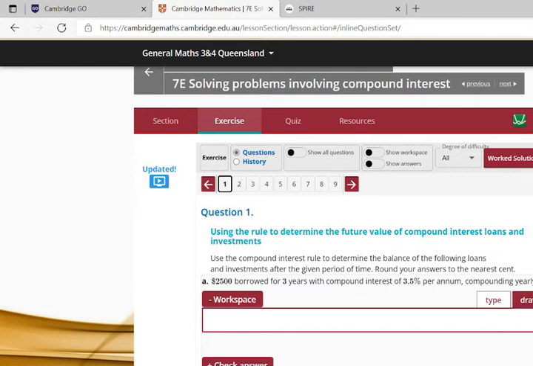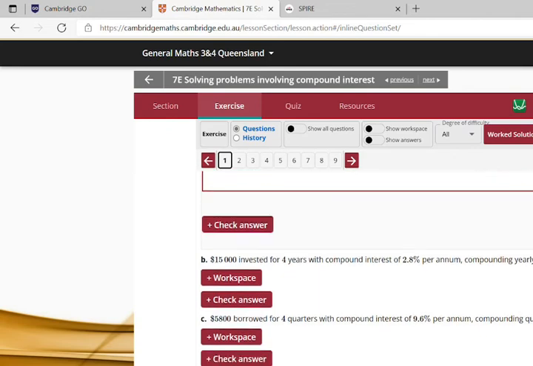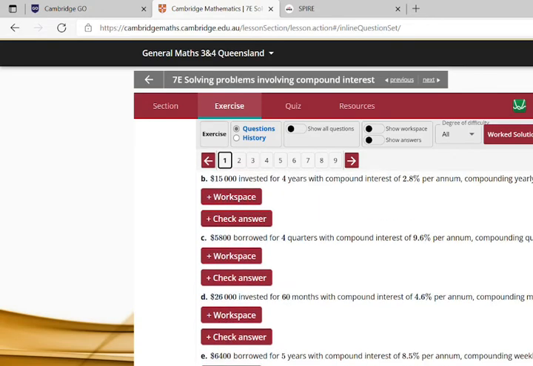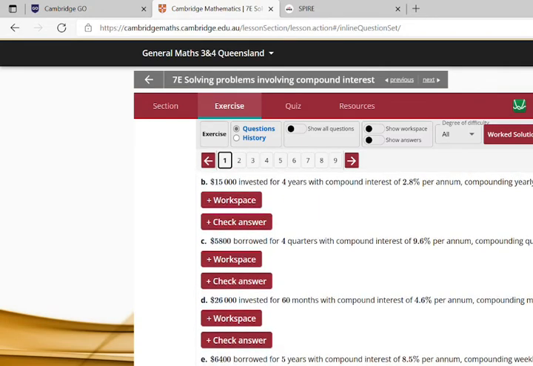Okay, so we have, in this particular problem, $2,500 borrowed for 3 years with compound interest of 3.5% per annum, compounded yearly. So in this one, not very interesting, because if it's compounded yearly, will the interest rate change? No, so let's look at one where it does, just for kicks. Here we go. Look at D. We'll do 1D.